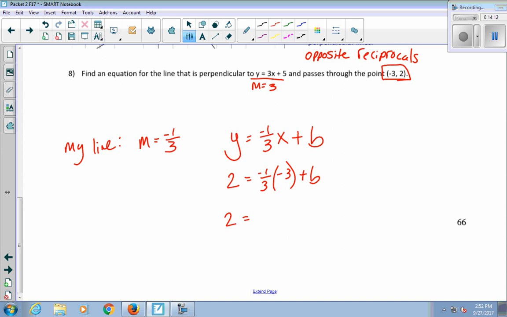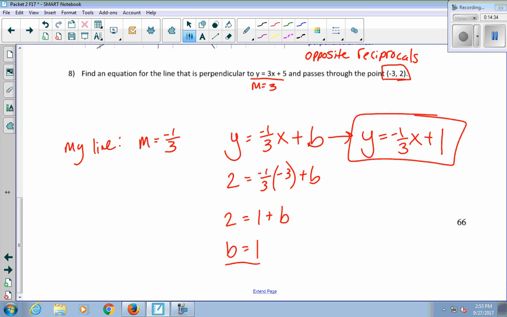So I get 2 is 1 plus b. B is 1. It's very tempting to circle b equals 1 and think you're done, but the answer is actually the equation of the line, -1/3 x plus 1, replacing the b with what you just solved for. That is the equation of the line.